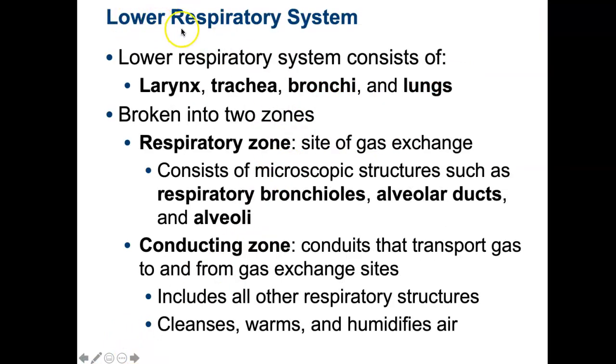So now we move to the lower respiratory system. We're going to talk about the larynx, the trachea, the bronchi, and the lungs. And they divide up lower respiratory into the respiratory zone, which is actually the site of gas exchange. Now my mouse doesn't want to work. There we go. So site of gas exchange is the respiratory zone. The conducting zone, this is how do we get the gases to the site to exchange them.